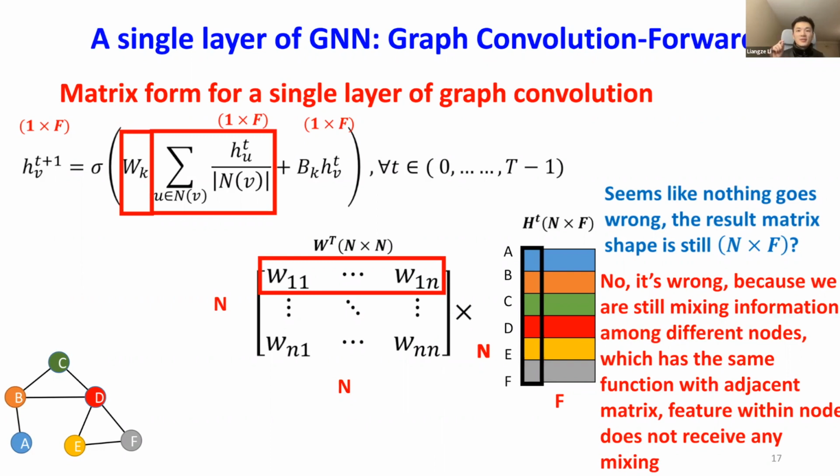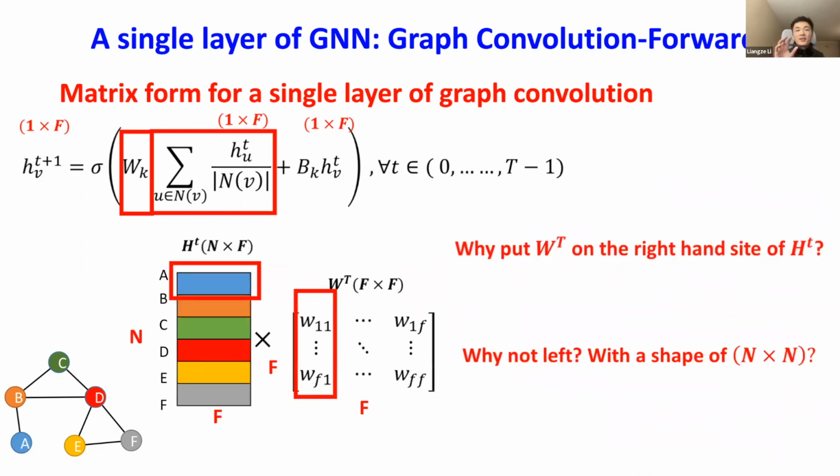If the weight was put on the right side, then the result of this computation, the first cell, meaning the first row, first column of the resulting matrix, contains a weighted average of all the features in node A, right? You take the first row, which is node A, and then you take the first column of weights. So that means you have a linear combination of all features in node A. That's what we have in the first cell of the resulting matrix.